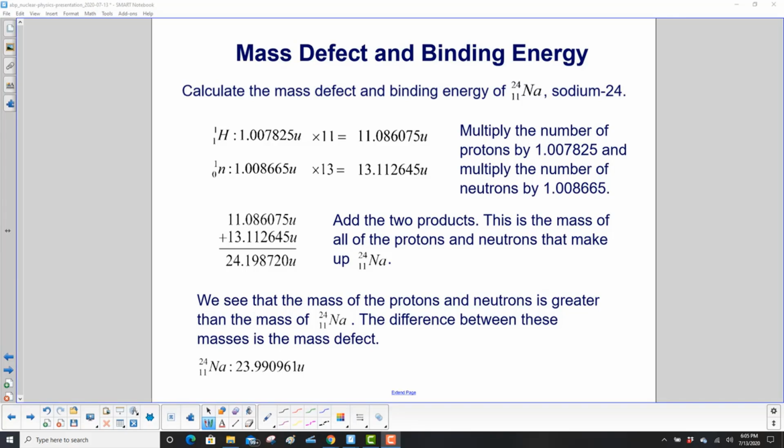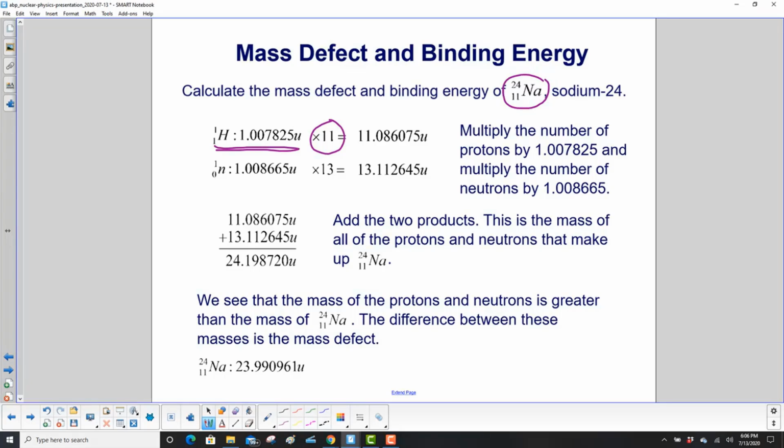So you need to multiply the mass of hydrogen by the number of protons, 11. Why? Because there's 11 protons. And again, we're using the hydrogen mass because that will take into account the electrons that hydrogen has, which will then work off the electrons that sodium has, because the mass of sodium takes into account its electrons.